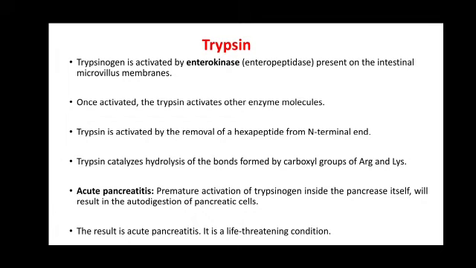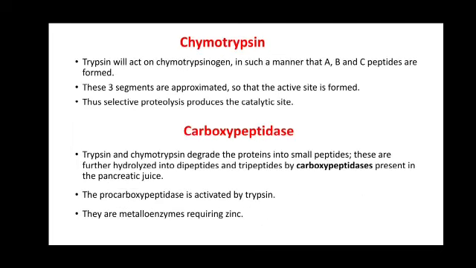Premature activation of trypsinogen inside the pancreas itself will result in the autodigestion of the pancreatic cells. This condition is called acute pancreatitis. And chymotrypsinogen is activated by trypsin in such a manner that A, B and C peptides are formed.